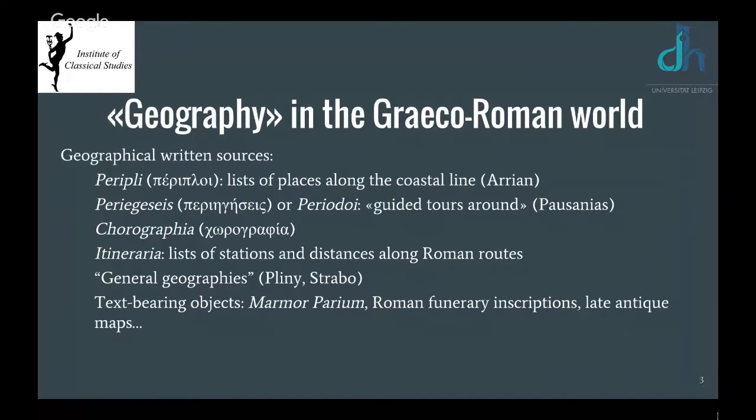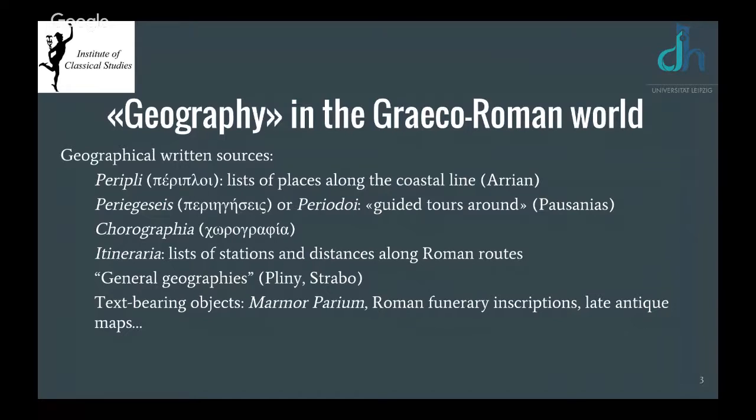Then there is a quite ambiguous type, which is called the chorographia, that is between the graphic representation of the world on maps, and we will talk about that more in detail, and a very focused regional representation or description of space.